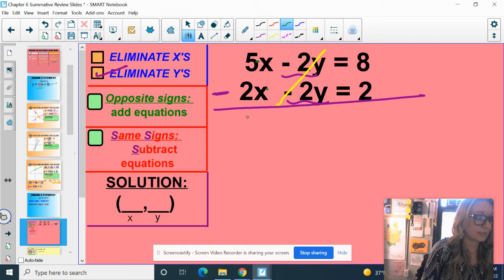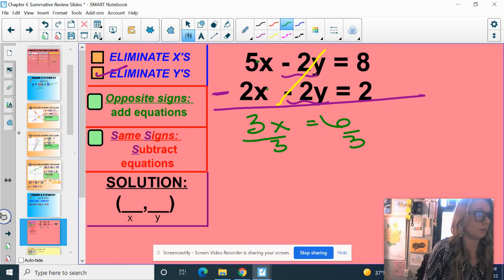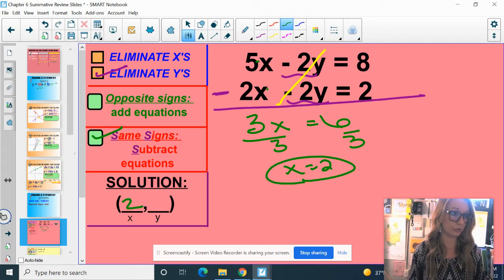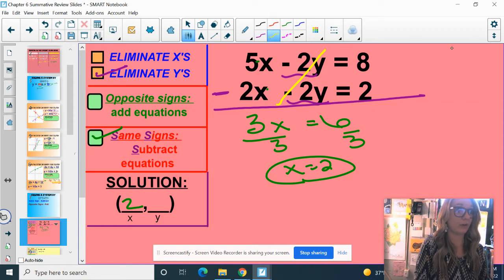5x minus 2x gives me 3x. 8 minus 2 gives me 6. Divide by 3. Oh, sorry. Same sign, subtract. And I get that x is equal to 2. Now, you go ahead and you plug that in your coordinate pair right away so you do not lose it. Well, cool for you. You have x. Now, let's go ahead and solve for y.